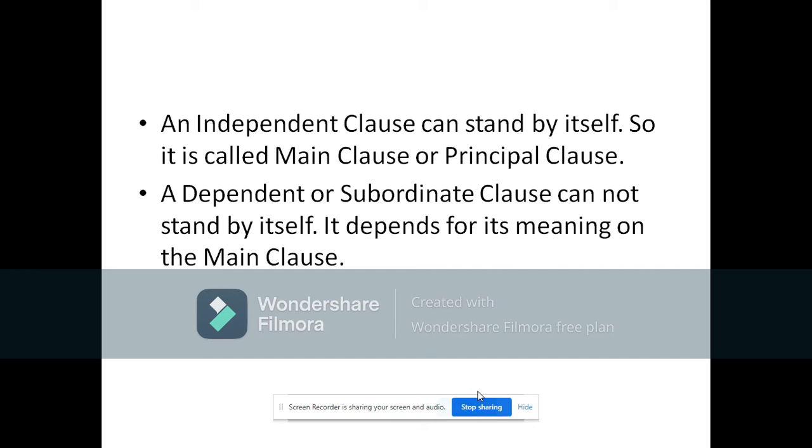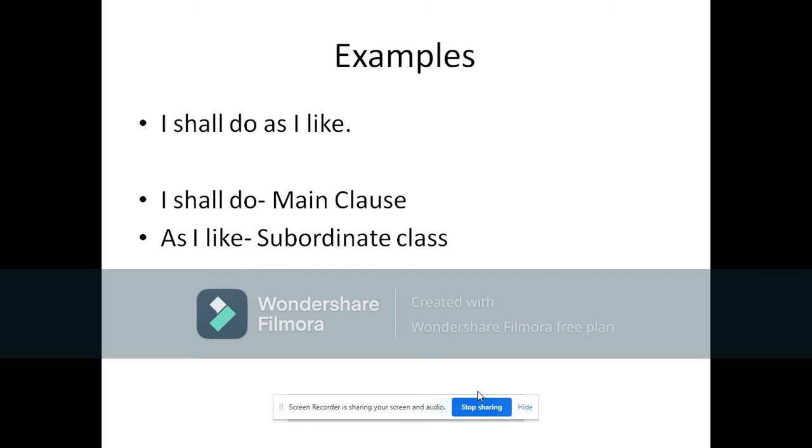So I will give you examples. Examples for complex sentence. I have told you that a complex sentence consists of one main clause and one or more subordinate clauses. This is a complex sentence. I shall do as I like.